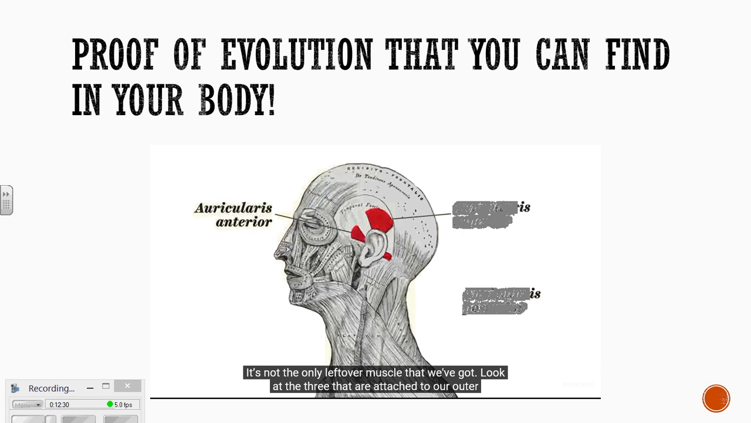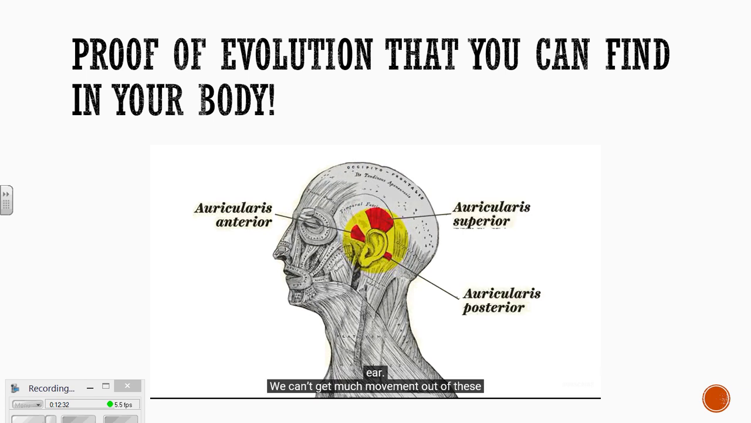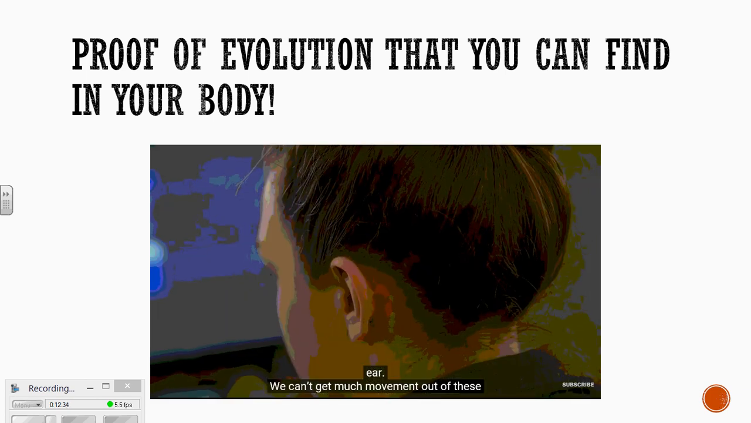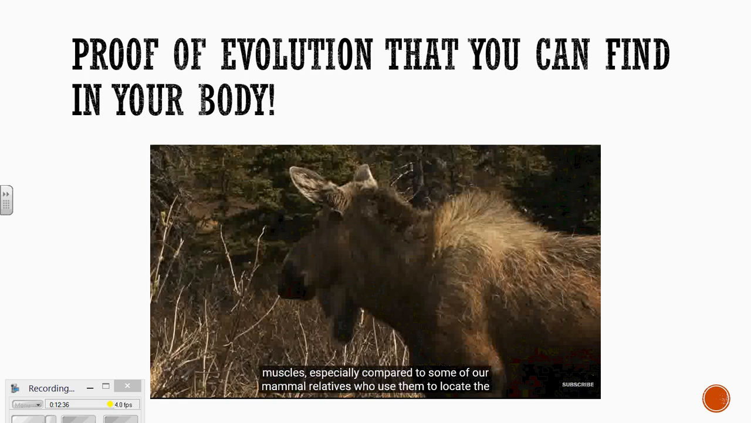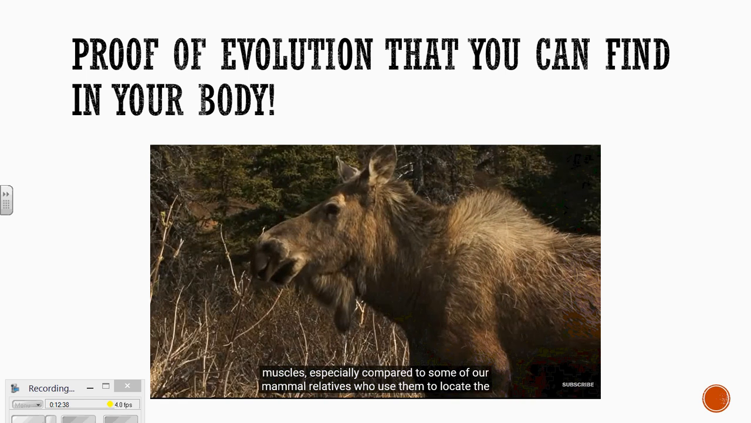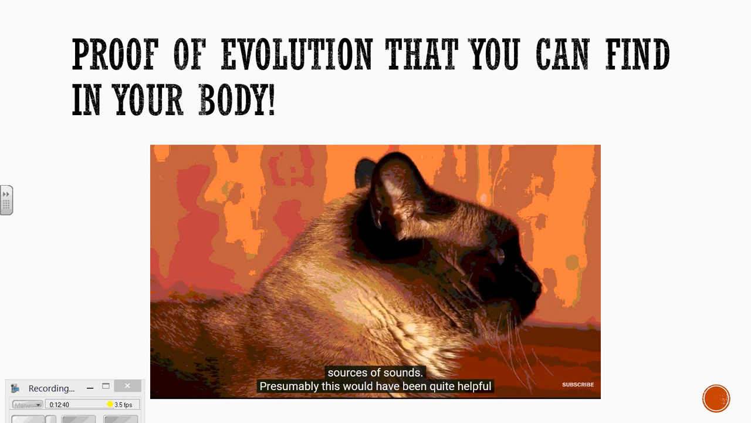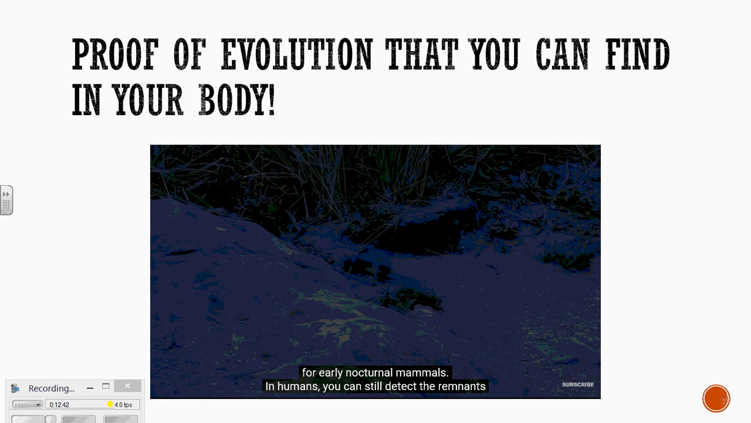Look at the three that are attached to our outer ear. We can't get much movement out of these muscles, especially compared to some of our mammal relatives who use them to locate the sources of sounds. Presumably, this would have been quite helpful for early nocturnal mammals.